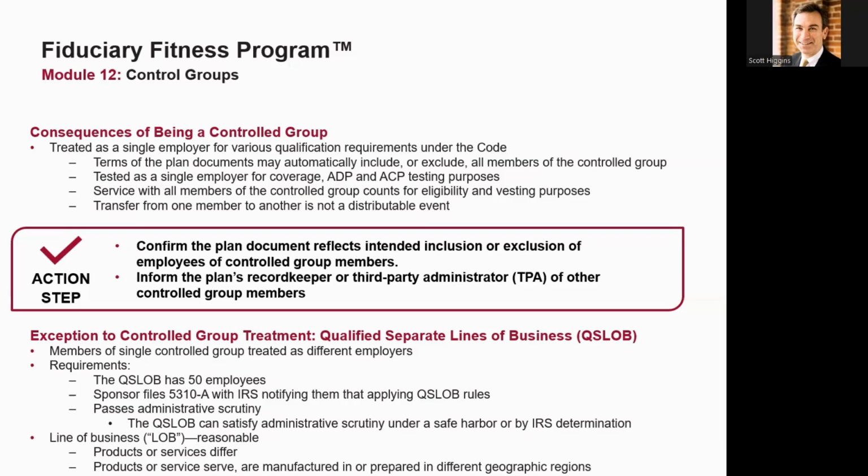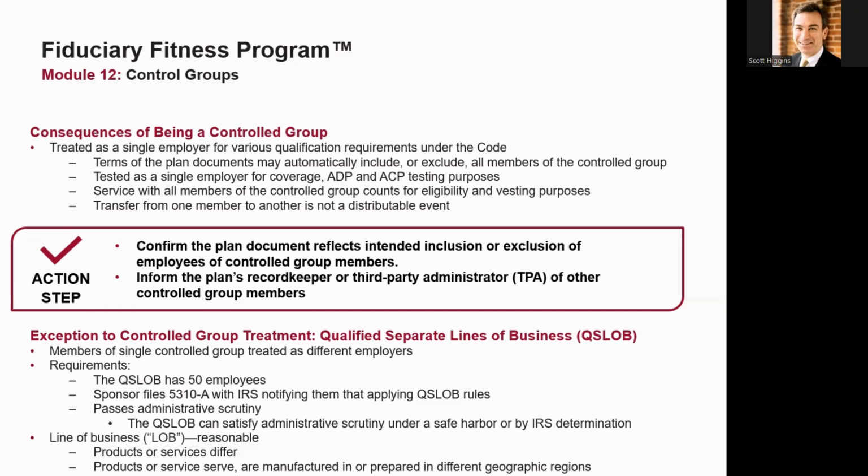The Q SLOB has 50 or more employees. The sponsor files 5310-A with the IRS, notifying them that they are applying for Q SLOB rules. And they have to pass the administrative scrutiny of the regulators. And the Q SLOB can satisfy this administrative scrutiny under a safe harbor regulation or by special IRS determination.